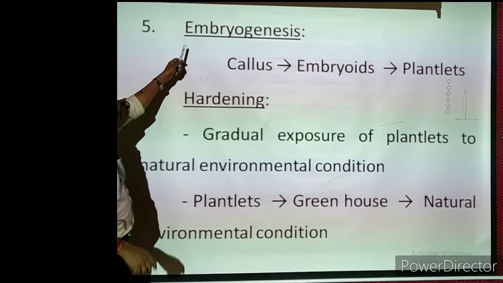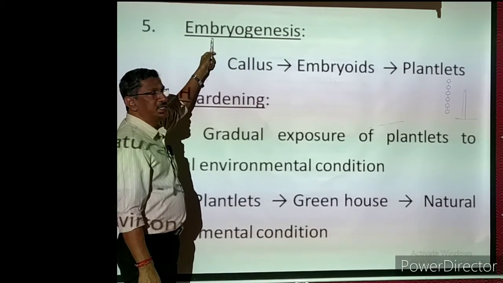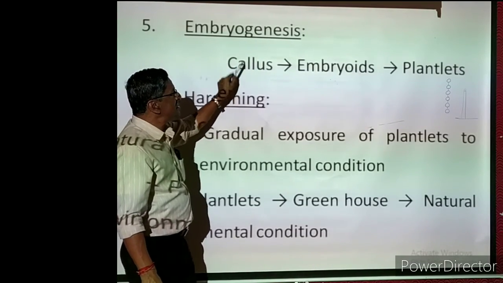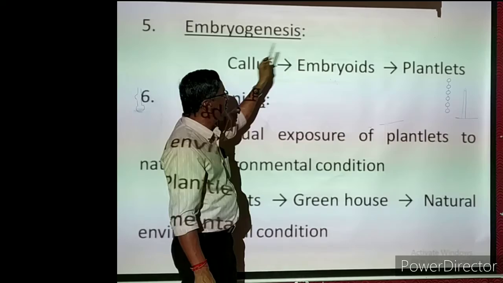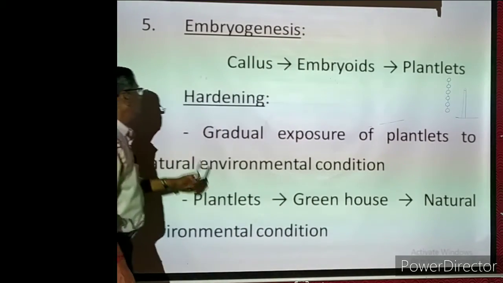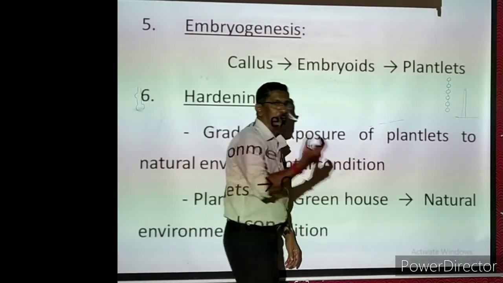So that is actually called embryogenesis. Genesis means formation, embryo means embryo. Genesis, formation of embryo. The pieces of callus develop into embryoids. The embryoids are developing into plantlets. Now hardening. Okay, the tiny plantlets are produced in the test tube or beaker.